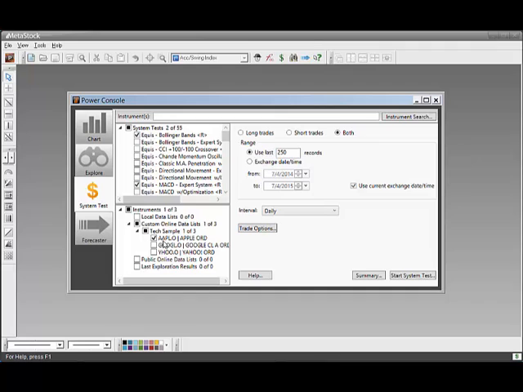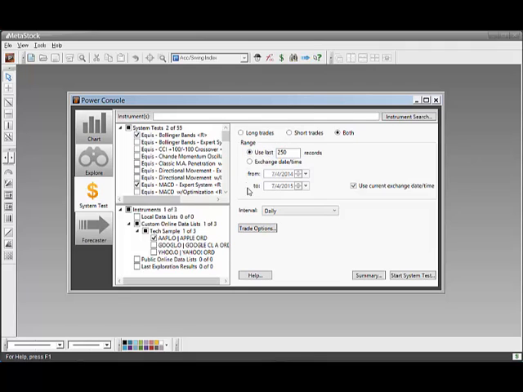In the Instruments section, I've selected Apple's ordinary stock. Over here we have the option of selecting only long trades, short trades, or both. Since both is selected, this means that the system will take signals to both go long the stock as well as go short the stock when the system gives that signal.